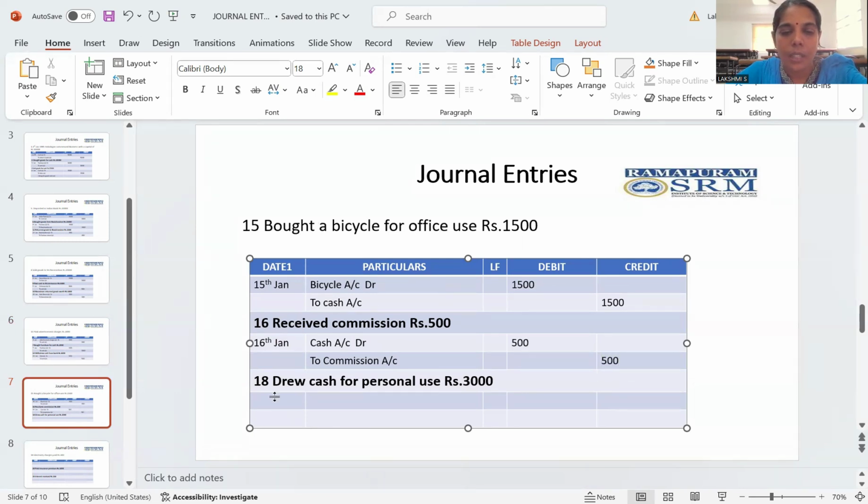On 18th January, drew cash for personal use. The word personal is given. We have to write in the first line always drawings. Drawings account debit. The word personal is given, so we have to write it as drawings. So drawings account debit to cash account, being the cash withdrawn for personal use, 3,000.